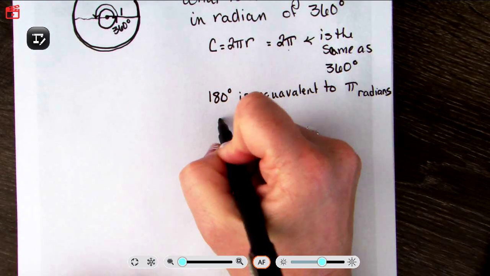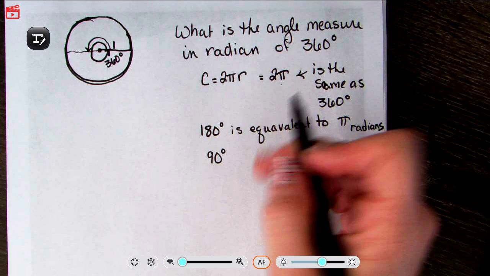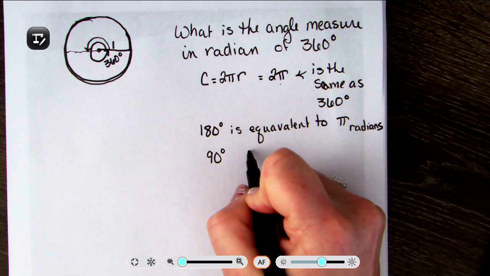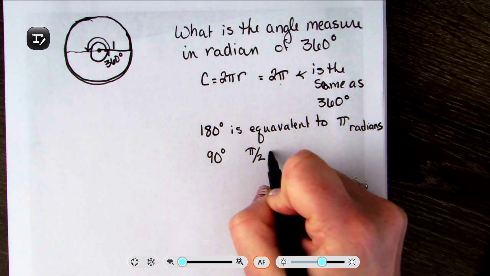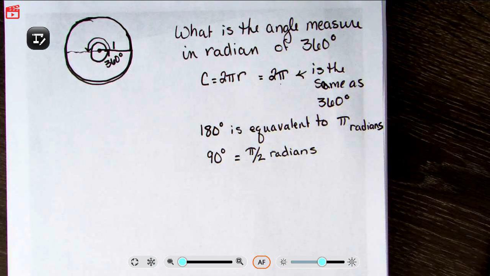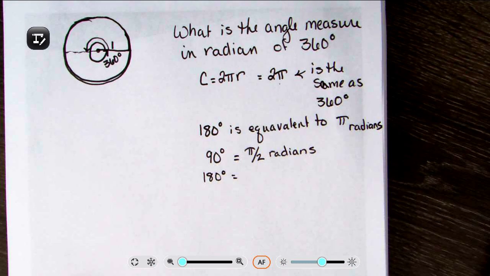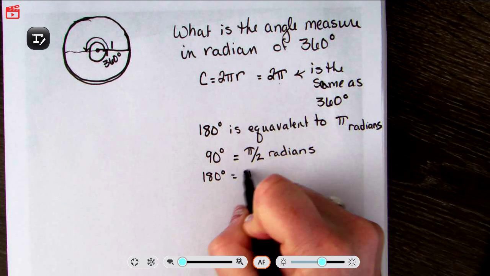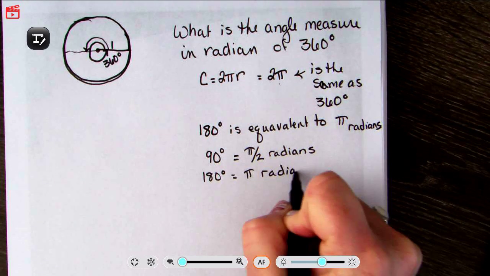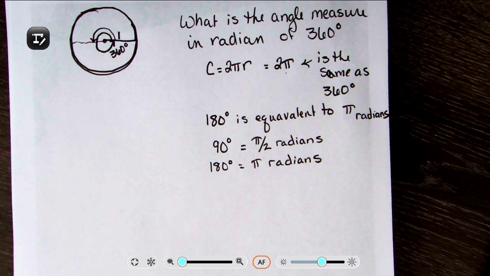We could do 90 degrees. It would be half of the half, so half of pi, so pi over 2 radians. So 90 degrees is pi over 2. Okay, so we can use these facts, and we like to use in particular the 180 is pi, to do conversions.